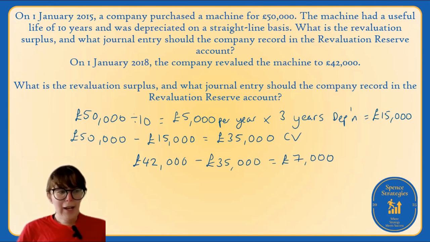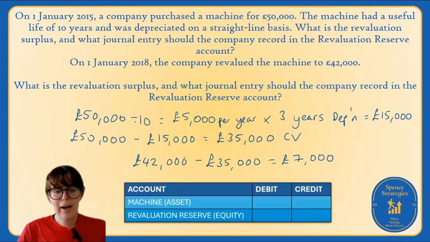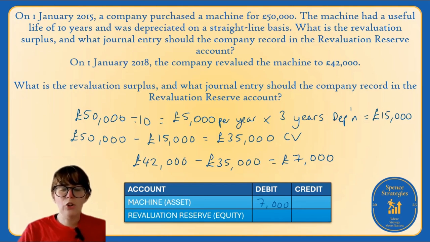So I've given you the two accounts that are going to be affected here. They are going to be the machine account as well as our revaluation reserve account. So we now just need to work out which one's going to be the debit and which one's going to be the credit. Well, ultimately, as our machine has actually been valued higher than what we originally thought, and we know that our machinery account is normally a debit because it's a non-current asset, we are therefore going to have to debit £7,000 to our machine at cost account in order to give an accurate revaluation.